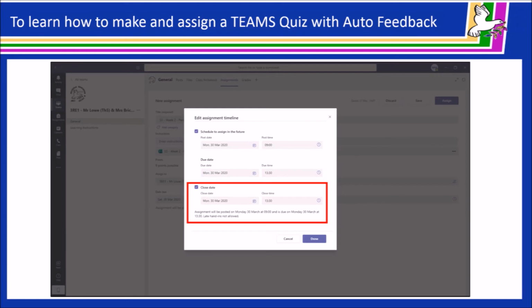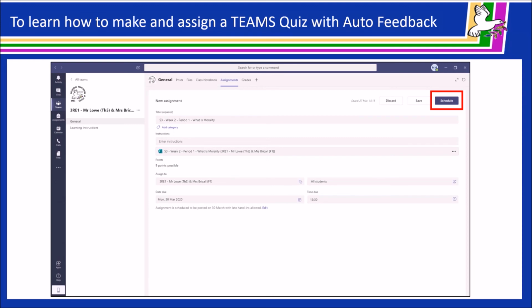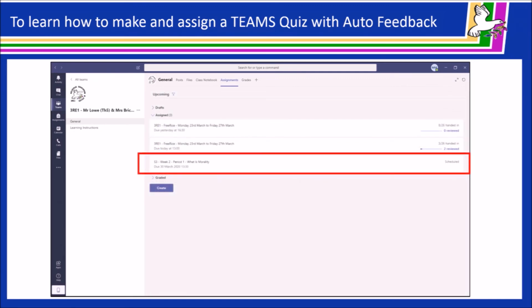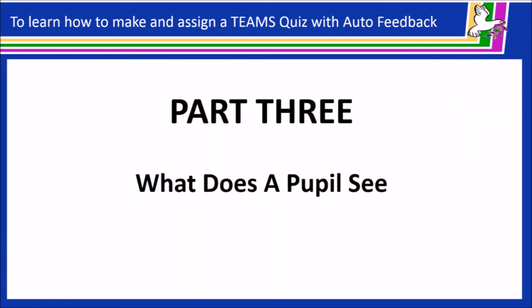You do this in the same way as before, making sure that the box to the left of close date is ticked. Just be aware by doing this, the pupil will have no access to this quiz after this date and time. Once all of these dates have been completed and you are happy with them, you can click on Schedule. When you click Schedule, Teams will bring you back to the Assignment tab and you will see the quiz there under Assigned.